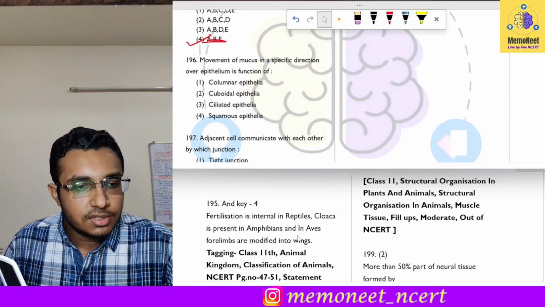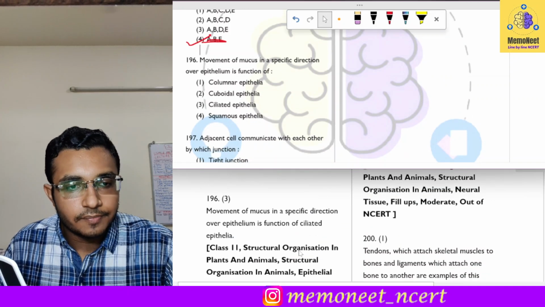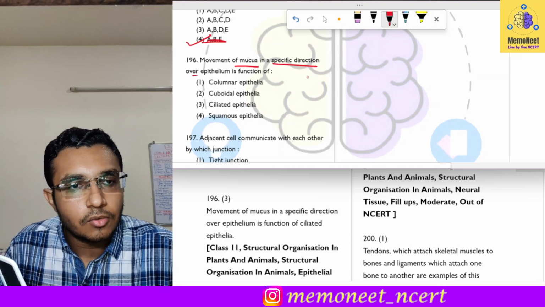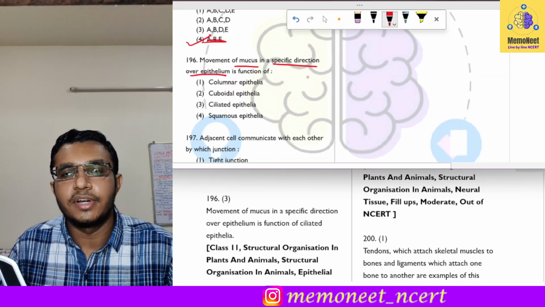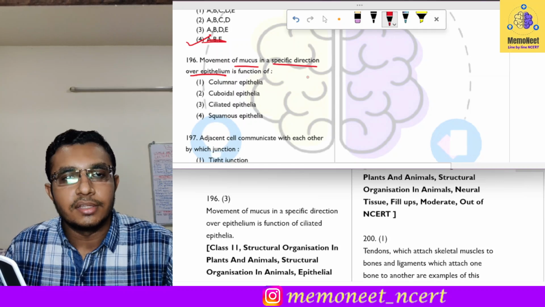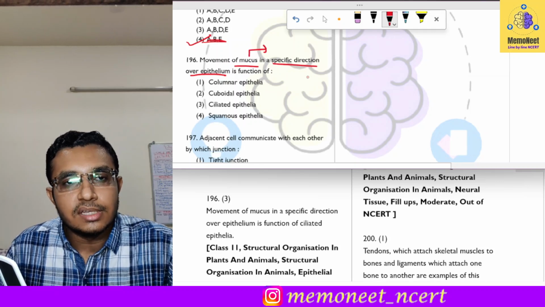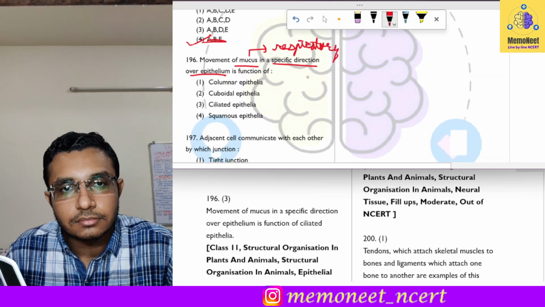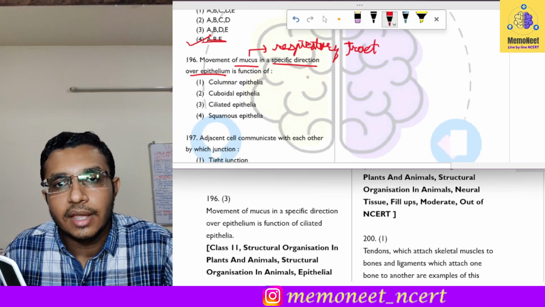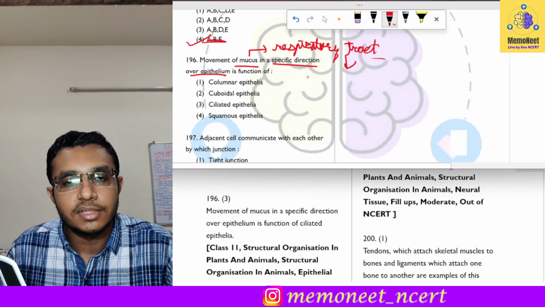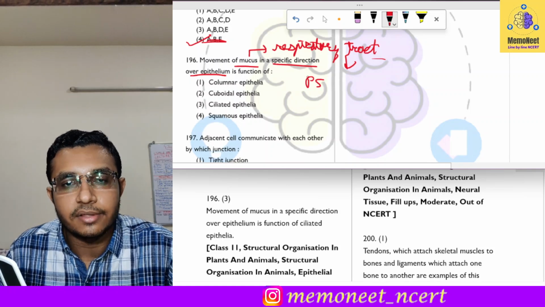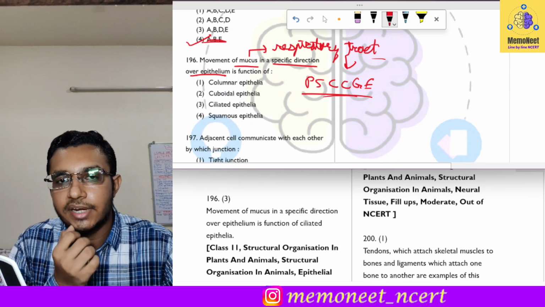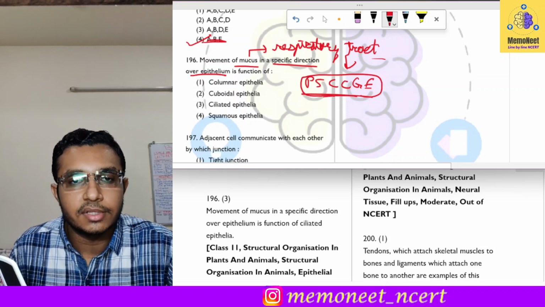The next question is question number 196. It states that the movement of mucus in a specific direction over the epithelium is the function of dash. Okay, now see, this movement of mucus is seen in the respiratory tract, and the epithelium which is found in the respiratory tract is the pseudostratified ciliated columnar epithelium. Okay, so this is the type of epithelium which is found in the respiratory tract.